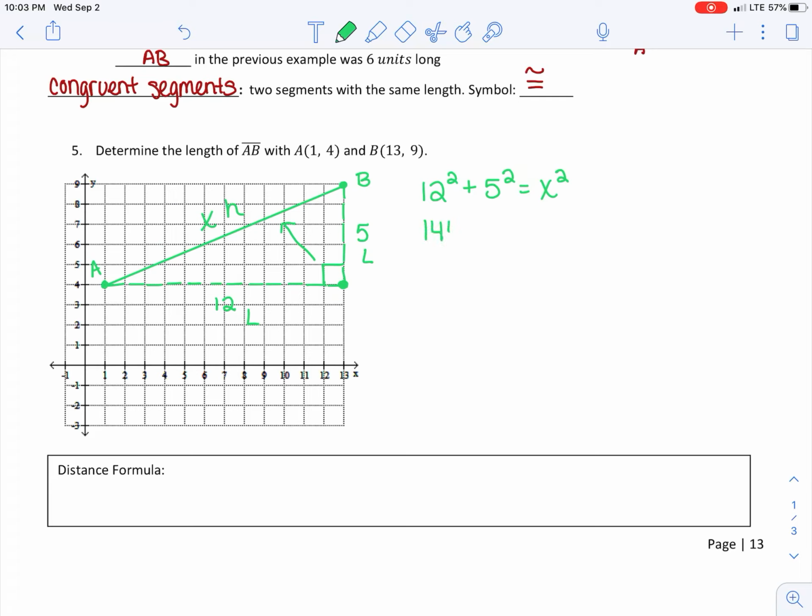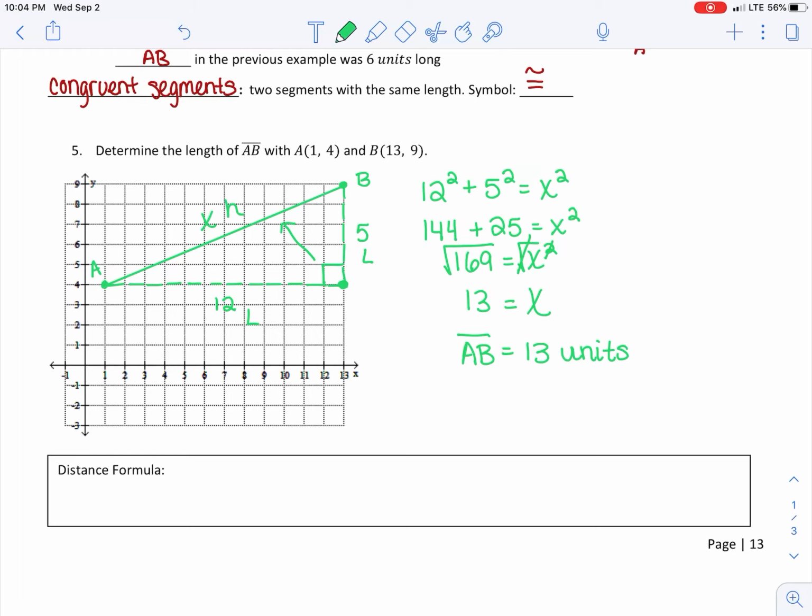12 squared is 144. 5 squared is 25. And that's equal to x squared. So I'm going to combine that 144 and 25, and that gives me 169 is equal to x squared. Now, we know by now, hopefully, that we can take the square root of both sides to get rid of that x squared and just make it an x, because the square root and the square cancel. And we get x is equal to 13, because the square root of 169 is 13. That is a perfect square. So we can say that segment AB is equal to 13. We're just going to say units, because we don't have a measurement.